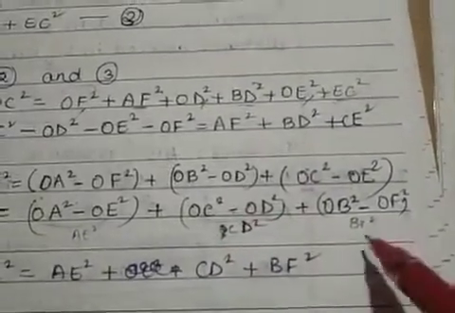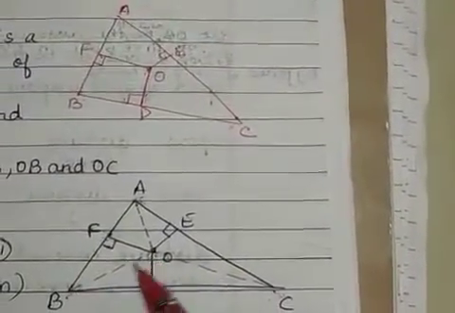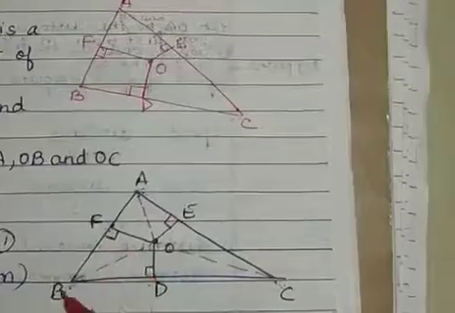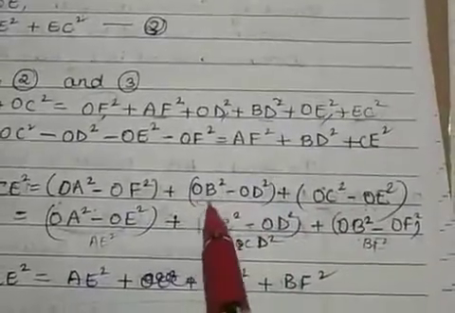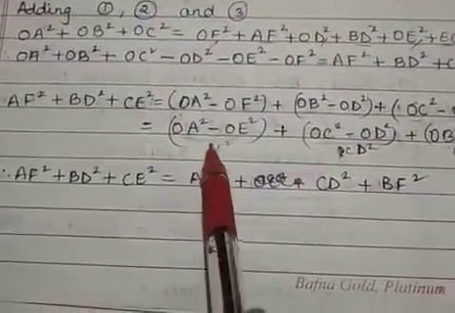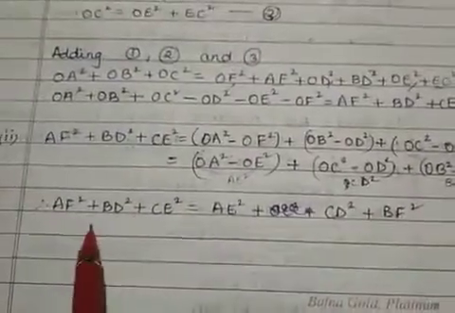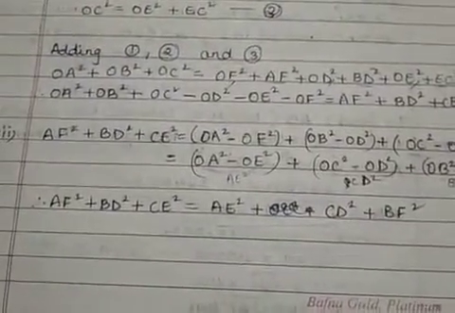Next you need BF square. BF square is here in this triangle. So it will be OB square minus OF square, correct? So we will group those two terms together. After you group them, we can write this as AE square plus CD square plus BF square. This is what we had to prove.